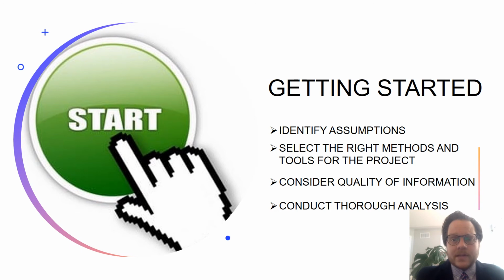Okay, so we're now at the stage of the project where we're actually getting into doing the work of the project. We have made sure that we are in the right mindset, and we have created a detailed plan that considers the internal and external environment, as well as the goals and objectives of stakeholders. Now we're going to get into getting started and doing the work. So we're going to talk about identifying assumptions, selecting the right methods and tools for the project, considering the quality of information and how it affects your analysis, and finally, conducting thorough analysis.